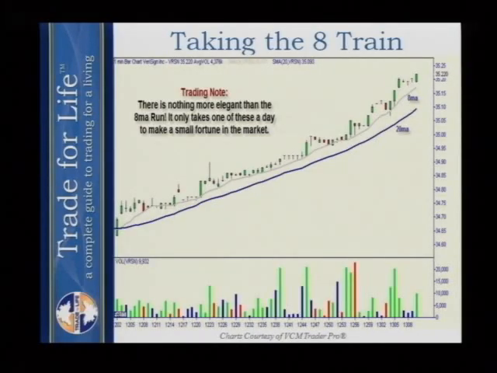Here's the general guideline. If your long gets above a rising 8, you no longer control the trade. The 8-period moving average controls the trade. You stop looking at the bars. The bars mean nothing. If the stock is above the 8, step back. Let the 8 take you to the promised land. I call it taking the 8 train.